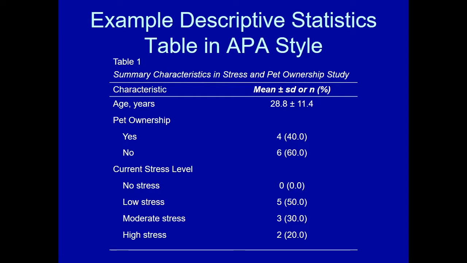And then low stress, we had 5 individuals, which was 50% of the sample. Moderate was 3 individuals, 30% of the sample. And high stress is 2 individuals, or 20% of the sample. Now, since I have the percentage symbol in the top header row, I don't include it in the body of the text. So next to the yes option of pet ownership, underneath the mean, standard deviation, number, percent row, I have 4, parentheses, 40.0, parentheses. I have the 0.0 in the percent because in the age category, I'm reporting out to 1 decimal place. So I'm trying to maintain consistency there across the table.